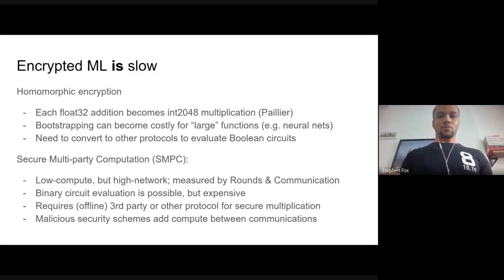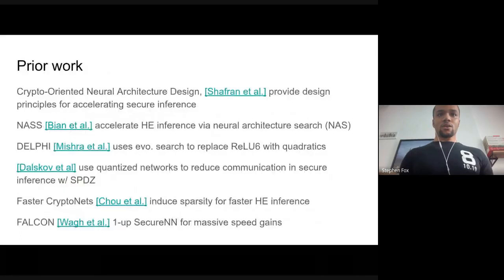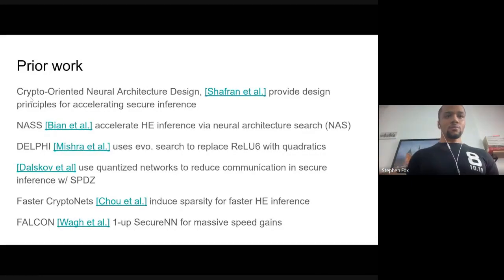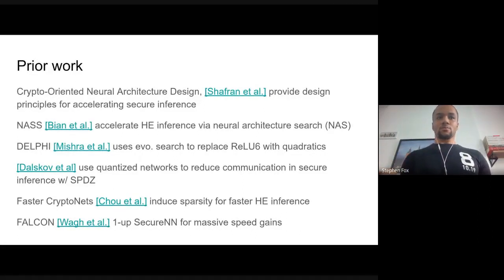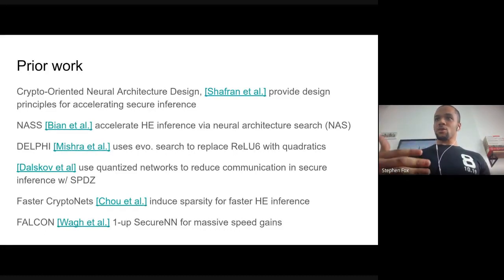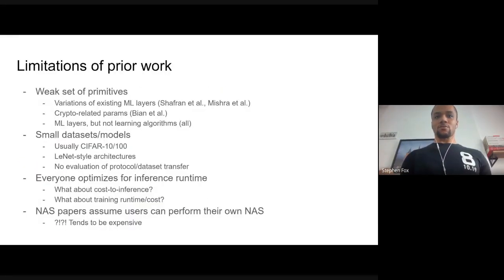I'll share the slide deck more if I want to get to some other stuff. There's lots of prior work in this space. We've got crypto-oriented neural architecture design. We've got NASS, we've got Delphi, we've got faster crypto nets, and we've got Falcon, which is one thing that's really inspiring a lot of our research work here. There's also been some other work done to accelerate HE, homomorphic encryption. But for the most part, we're really focused on having better neural networks via improving the fundamentals.